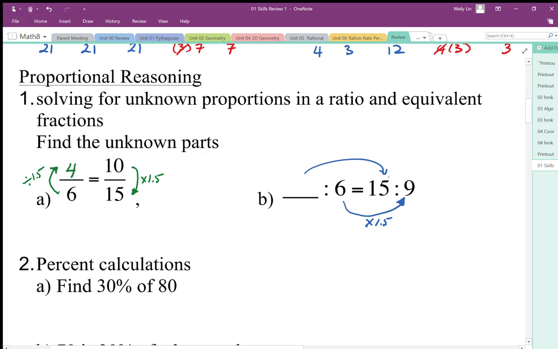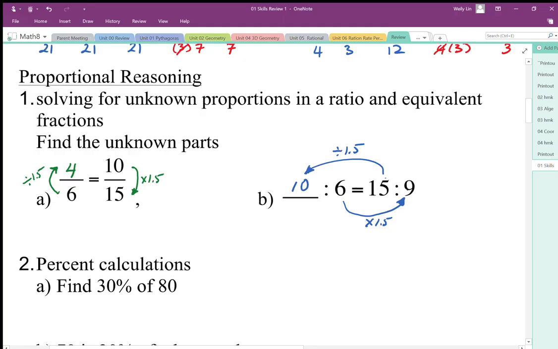Now, because I'm going in the opposite direction to find the unknown part here, instead of multiplying by that 1.5, I'm going to divide by the 1.5. And 15 divided by 1.5 gives me a value of 10. So 10 to 6 is equivalent to 15 to 9 as a ratio.